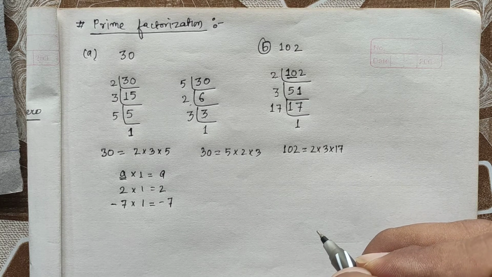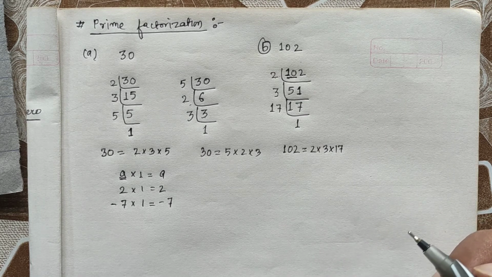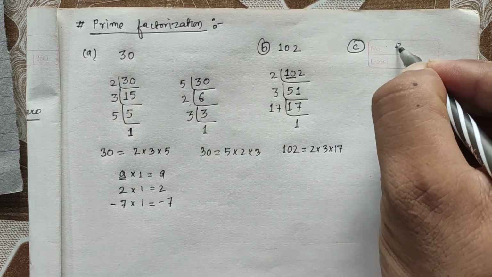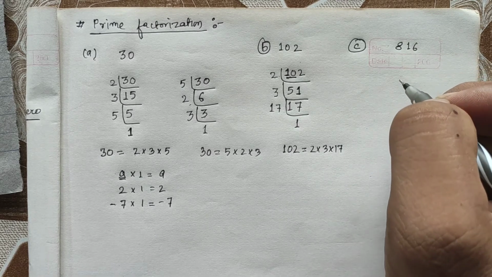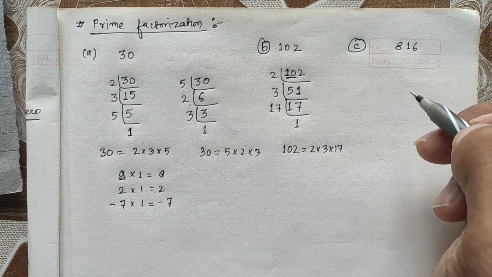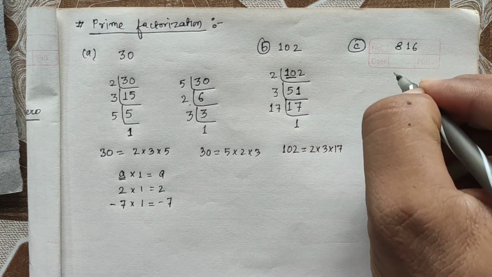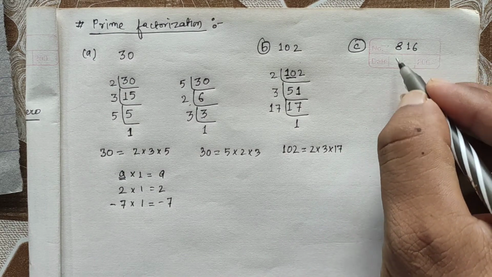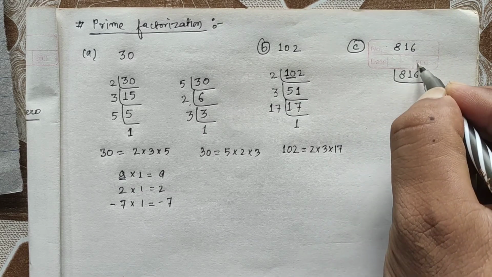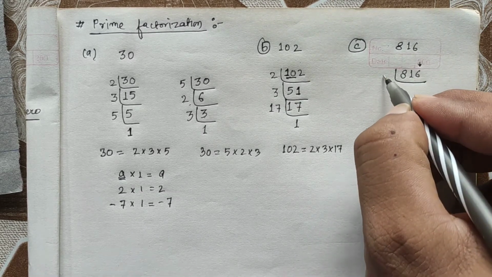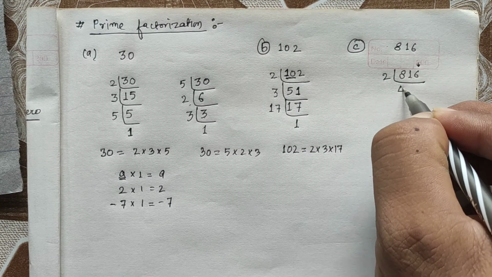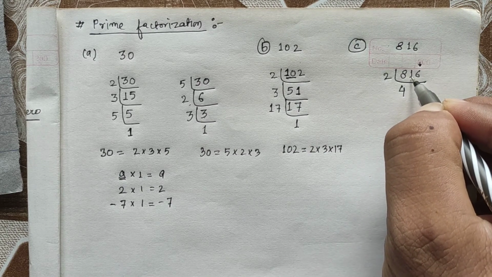Understood how to divide it? Yeah. And I would like to show you another number that is not difficult, but some of the students are confused in this type of prime factorization. So let's see how we can find its prime factors. 816, because its last digit is even, we can divide it by 2. 2 times 4 is 8. Yeah. Okay, now here is 1.